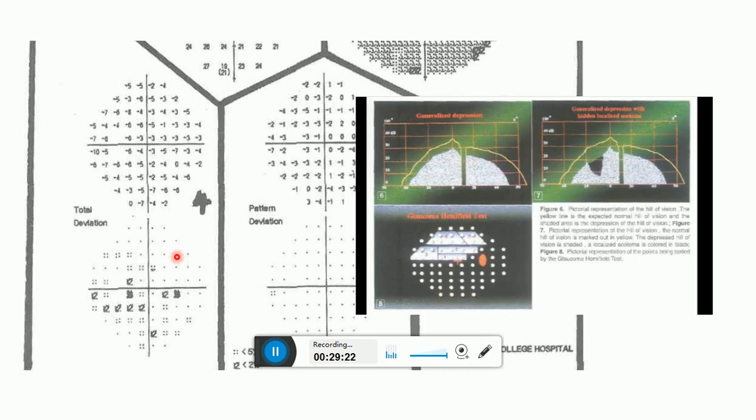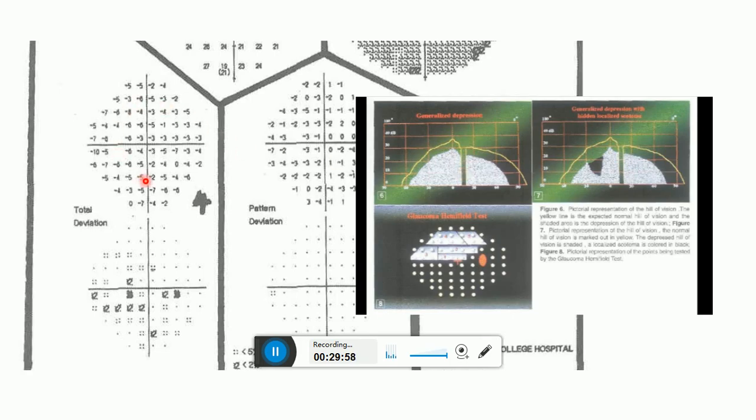Numbers in the total deviation numerical plot are statistically analyzed and represented as a total deviation probability plot. The probability plot is color coded. Now in this figure 6, the yellow line is the expected normal hill of vision in normals of the same age as the patient. The shaded area is the depression of the patient's hill of vision. The total deviation plot highlights this deviation.